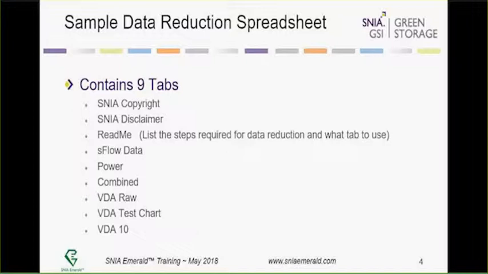There were some requests to have the spreadsheet that I presented in the March presentation. So I've updated the spreadsheet so it contains 9 tabs. The first 2 are copyright disclaimer. The README tab has the steps required for data reduction. The SFlow data tab is where you would put in SFlow data. Power is where you put in power data. The combine tab is where you combine all the data and pull out the particular test. The test that I pulled out was the VDA test, and the particular load point was VDA 10. We'll go through that in just a second.